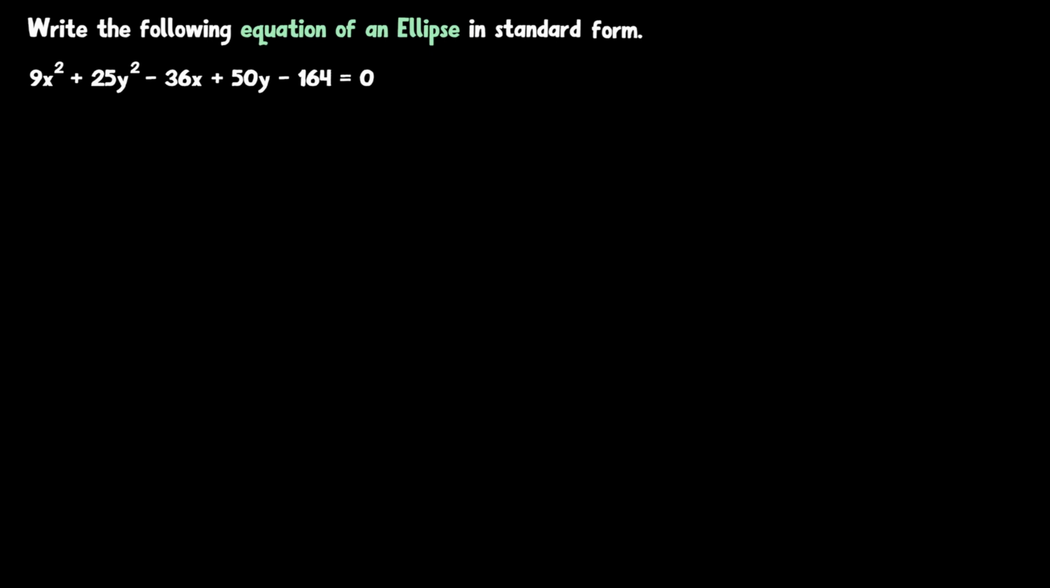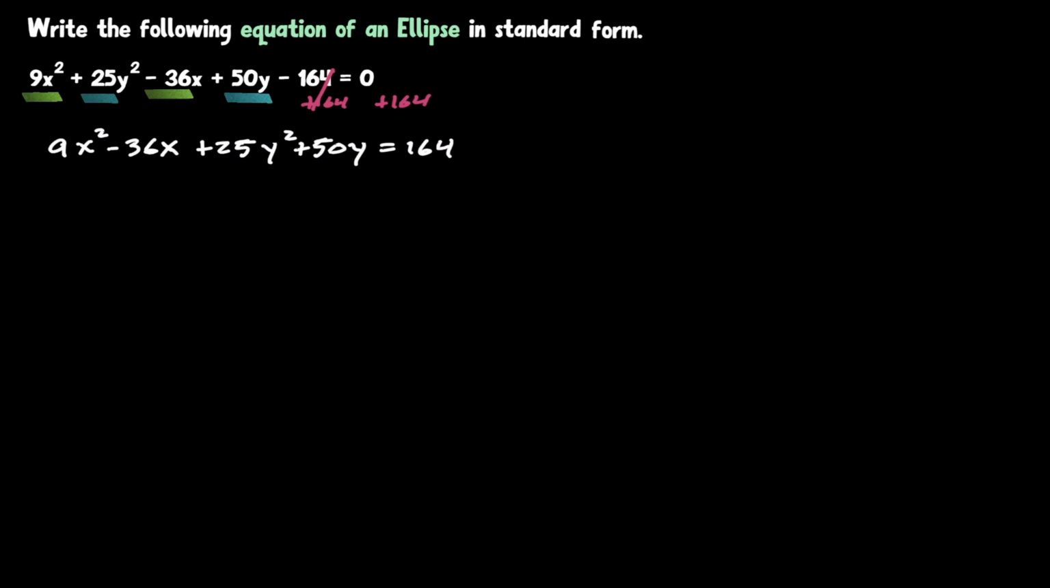First, I'm going to organize all the terms in my equation. Those terms that have an x on it, let me write them first. Those terms that have a y on it, let me write them next. And this value of 164 does not have an x or y, so let me just move it to the right hand side. Let me add 164 to both sides. So now we are organized. Those that have a variable of x are together from highest to lowest exponent, and those variables that have a y on it are together as well, from highest to lowest exponent.